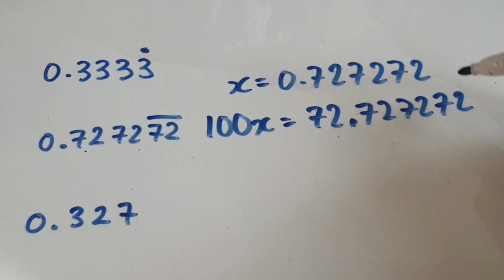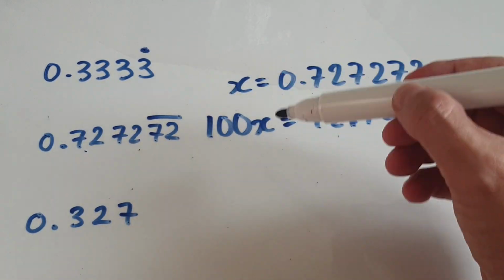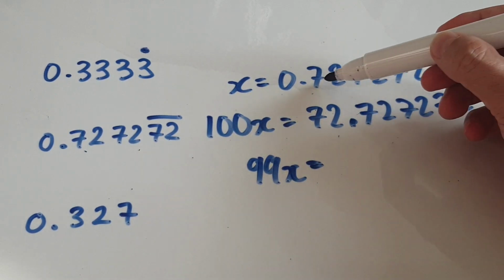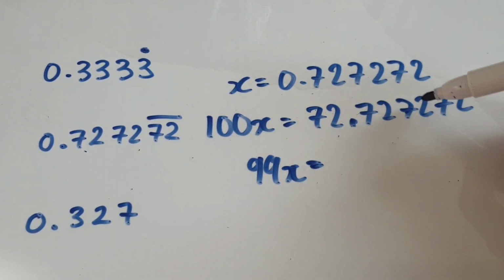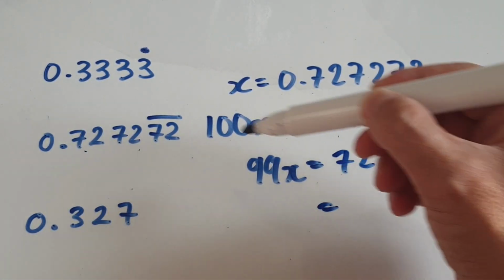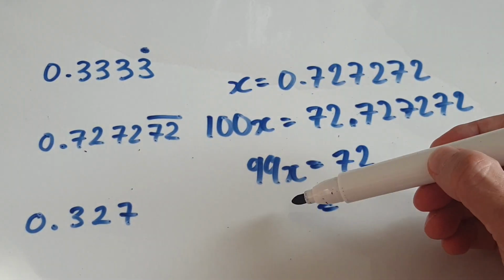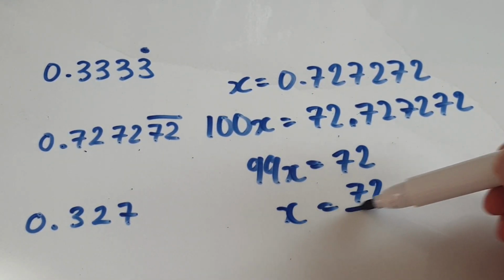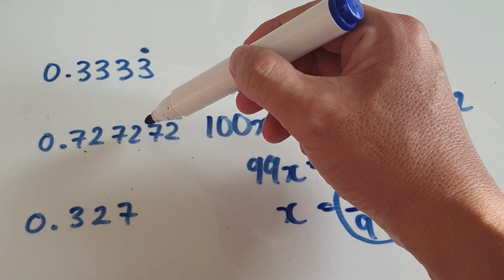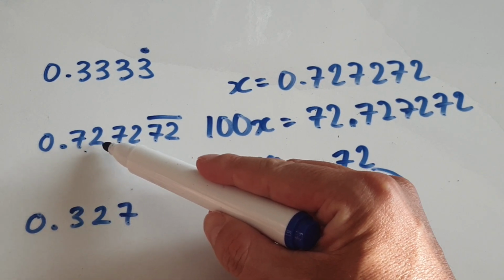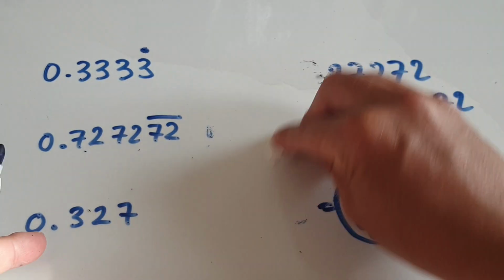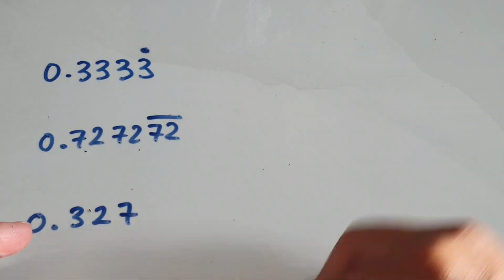Now get the bottom equation, take away the top equation. 100x, take away x, that would be 99x. And then 72, 72, 72, 72. Everything after the decimal will get cancelled out. All that's left will be 72. So now remember, x represents that number. So that would be x equals 72 divided by 99. Jump to a calculator, punch it in, and it will give you this number where it will repeat itself every 2 digits. Okay?